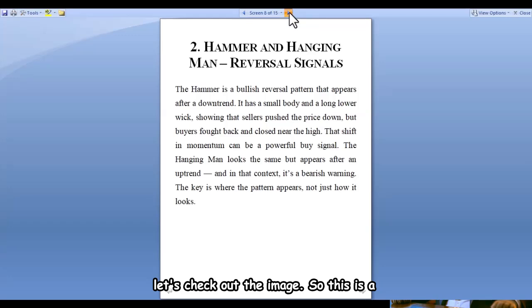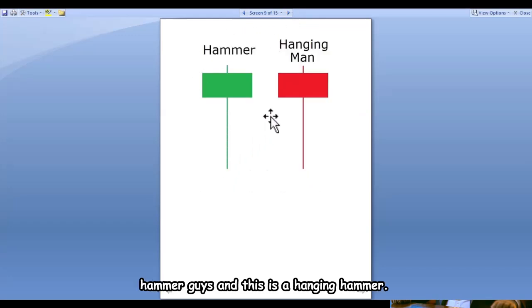Now let's check out the image. This is a hammer, guys, and this is a hanging man. Now let's go to the next one.